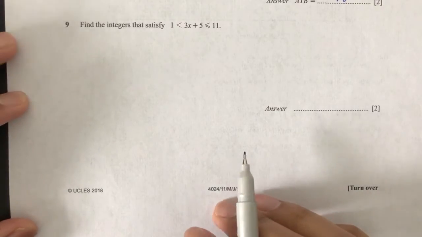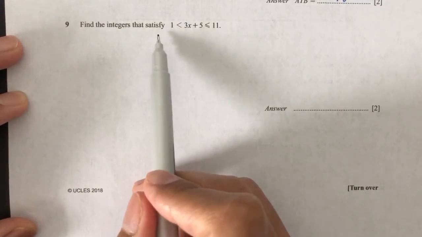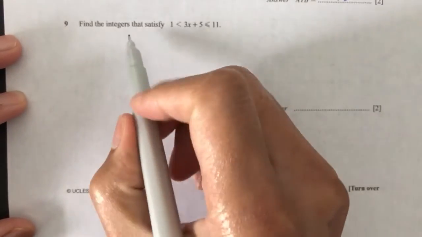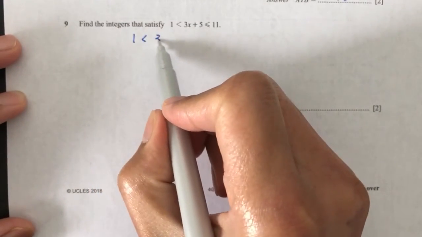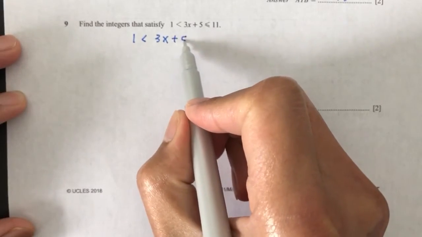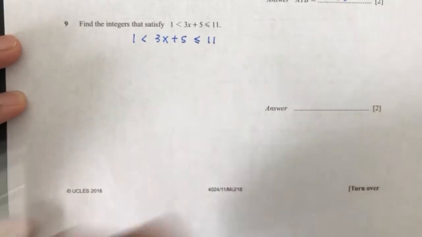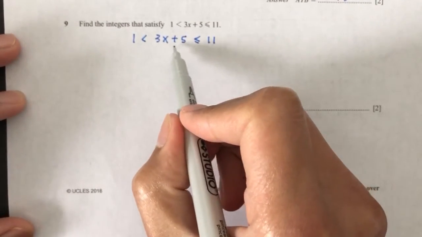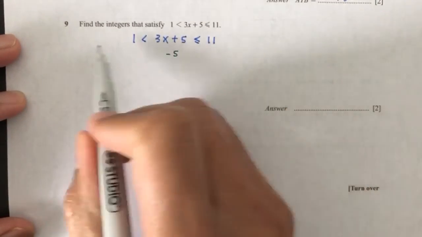Question number 9, find the integers that satisfy this inequality. So let's first simplify this. So here we have 1 less than 3x plus 5 less than or equal to 11. So how do I get rid of 5? We have to minus 5, so let's minus 5 everywhere.